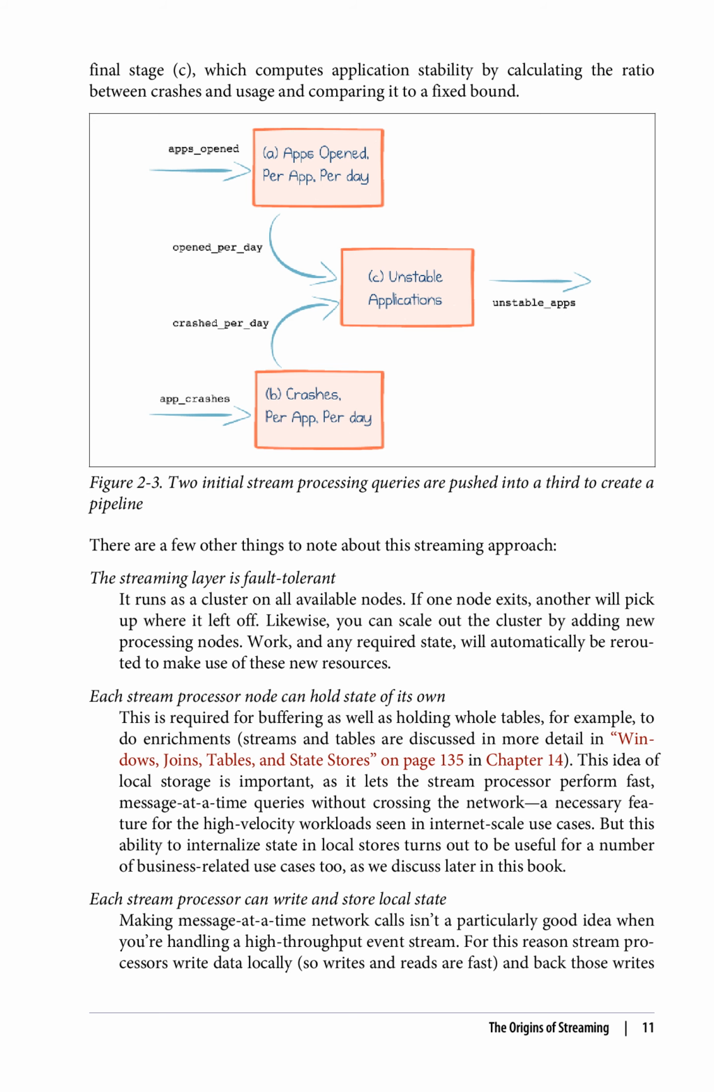Each stream processor can write and store local state. Making message-at-a-time network calls isn't a particularly good idea when you're handling a high-throughput event stream. For this reason, stream processors write data locally, so writes and reads are fast, and back those writes up to Kafka. So, for example, the aforementioned count requires a running total to be tracked so that, should a crash and restart occur, the computation resumes from its previous position and the count remains accurate.